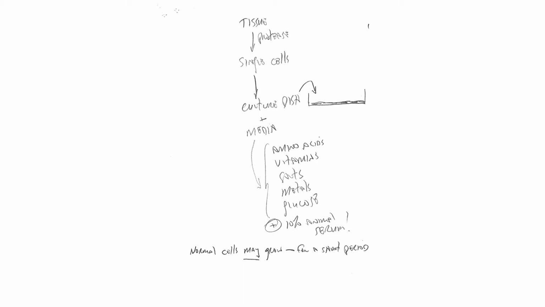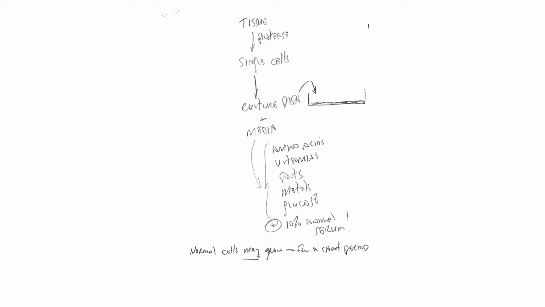And in the serum are basically all kinds of growth factors, hormones, other proteins that are required to stimulate the cells to divide, and other nutrients that may be micronutrients that we're not aware of. And so once you put these in with the rest of the media, then the cells begin to grow.